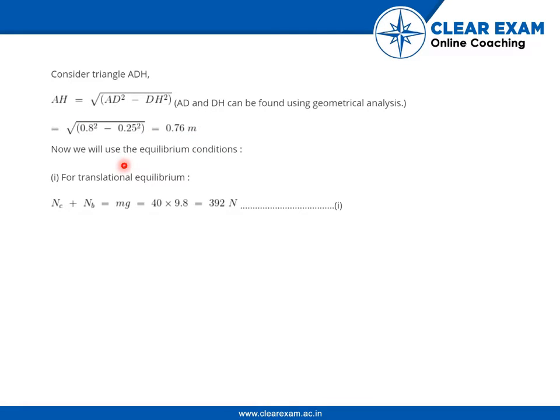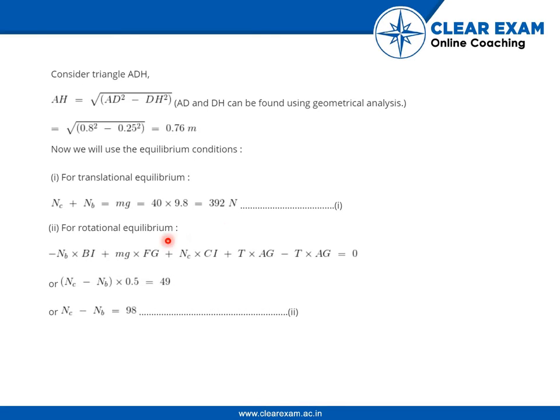Now we will use the equilibrium conditions. For translational equilibrium, NC plus NB equals mg equal to 40 into 9.8 equals 392 Newton. For rotational equilibrium, minus NB into BI plus mg into FI plus NC into CI plus T into AG minus T into AG equal to 0.